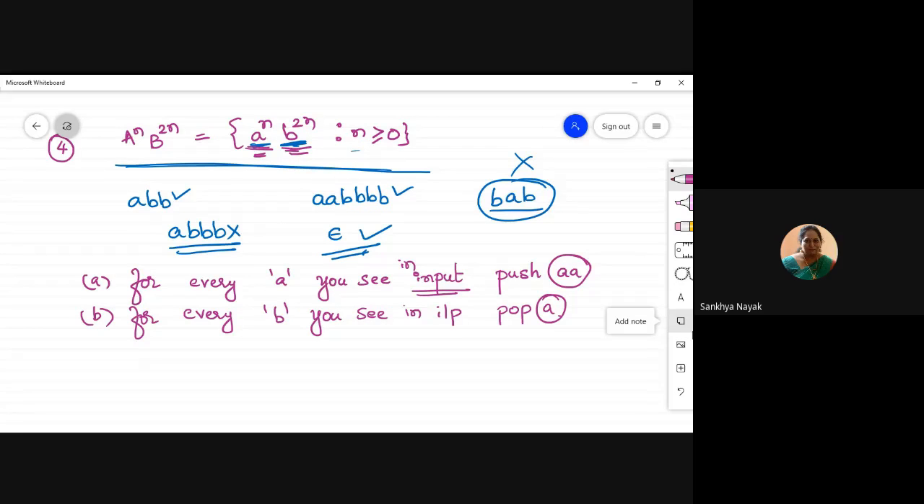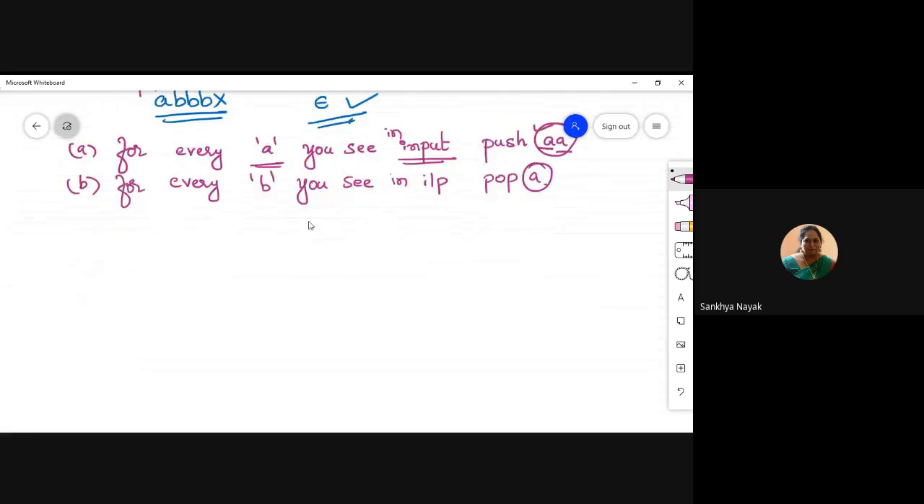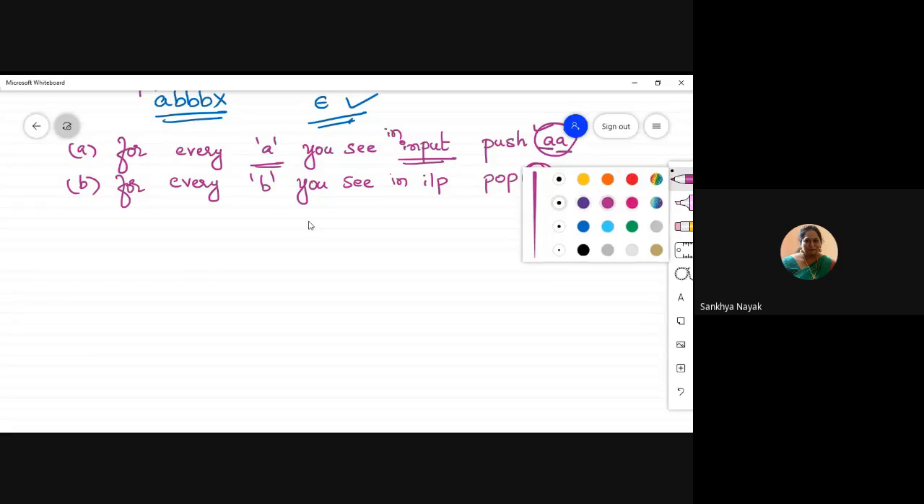Can you understand how it's working? It's beautiful, isn't it? See here. For every A, you saw 1 A, you push 2 A's into the stack. Next, for this B, you will pop 1 A, and for this B, you will pop 1 A. Alright? So, that's how we are going to design it. I'll give you a few questions as assignment. Later, you can think and design it yourself. Taking the knowledge of all these 4 questions, you should be able to do it.